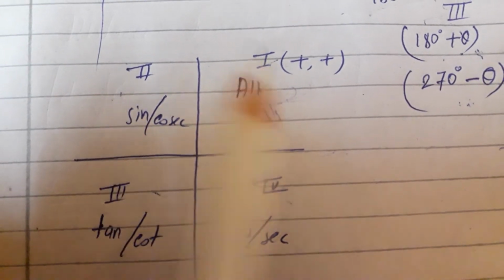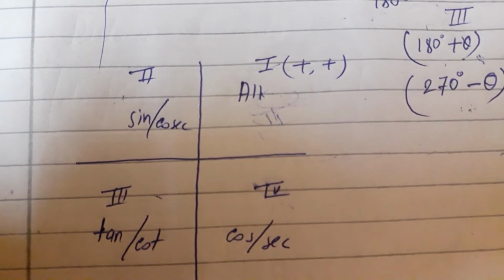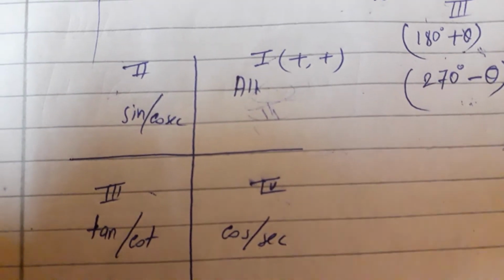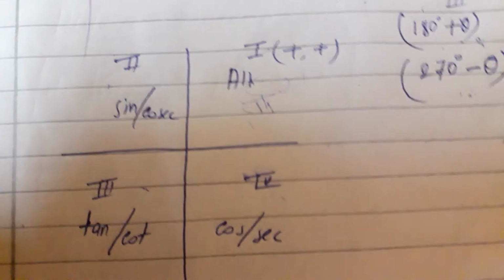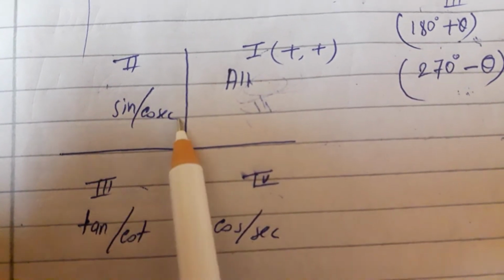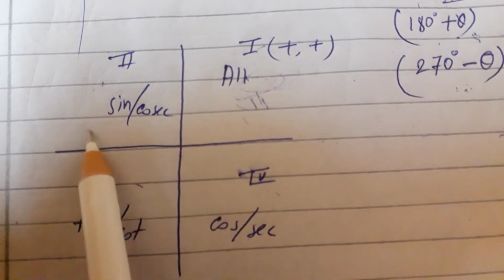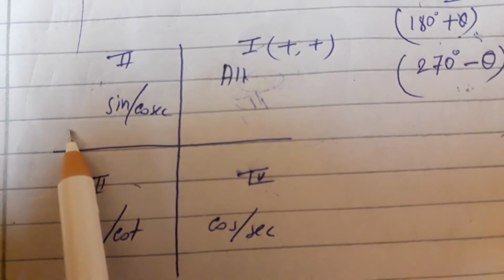Now see the second quadrant. The second quadrant is only of sine. Sine means sine and reciprocal of sine, that means cosec. Okay, so in this second quadrant only sine and cosec, these two functions, are positive.